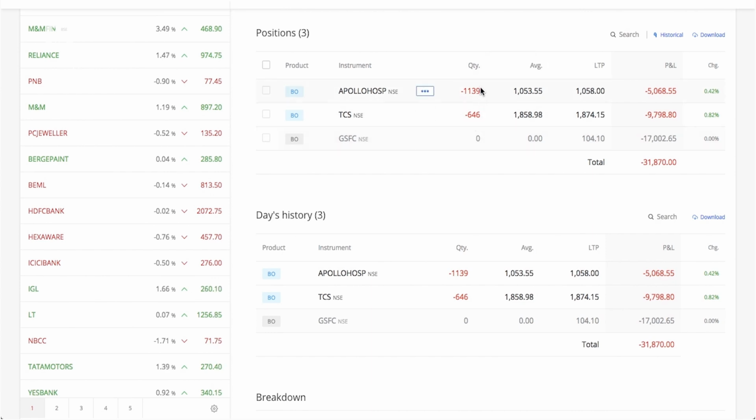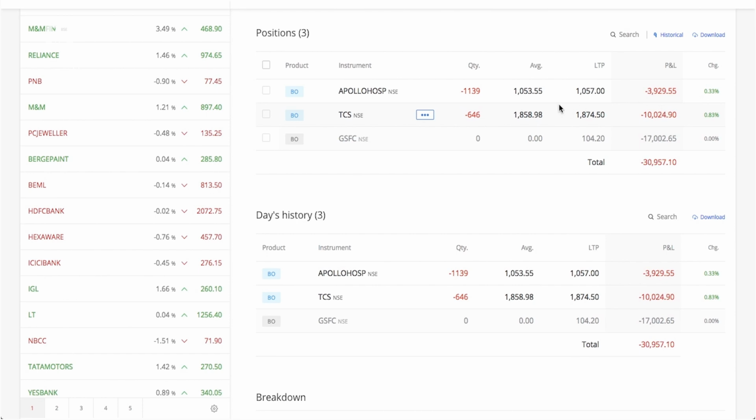So let's focus on our first 2 stocks. The average entry price for Apollo Hospitals was 1053.55. The current market is actually higher than that. So we shorted at 53.55, it's at 57.10. And because of that, the profit and loss for today is a loss of 5,000 rupees. The market has gone above our shorting price. Then we have TCS, same thing. We shorted at 58, it's now at 74, which is much higher than the average entry price. This is why it's also showing a loss.